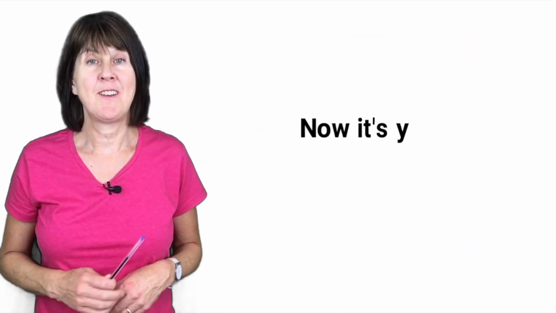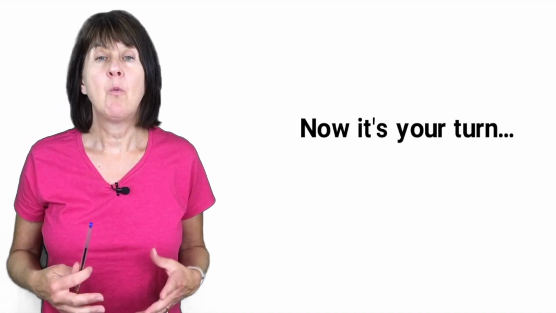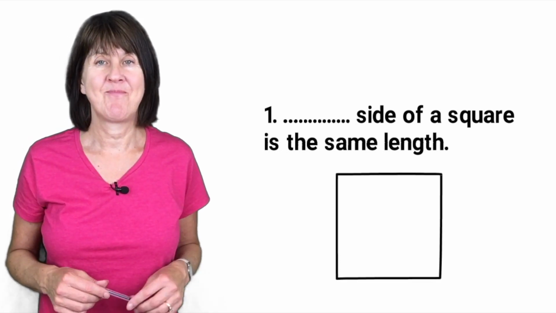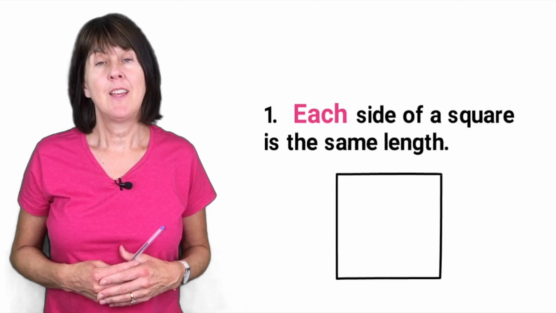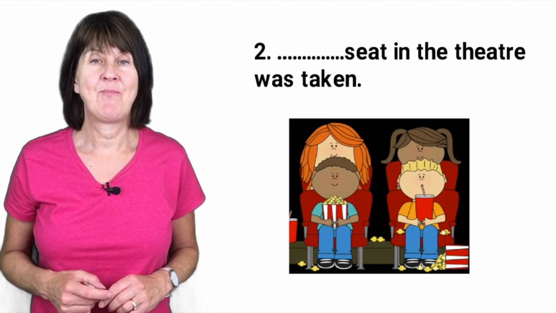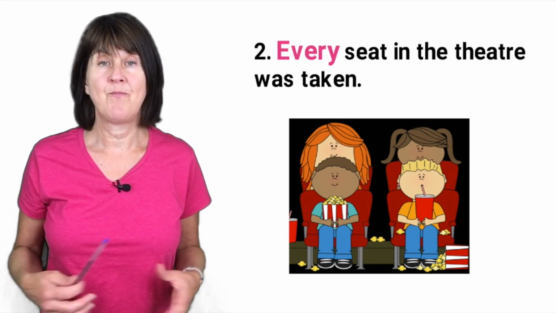So now it's your turn. Fill in the gaps with either each or every. 1. Blank side of a square is the same length. Each, as it's a small number. 2. Blank seat in the theatre was taken. Every, as here we mean all.